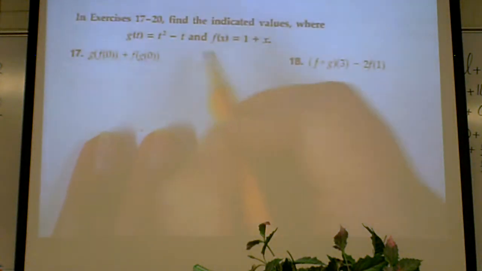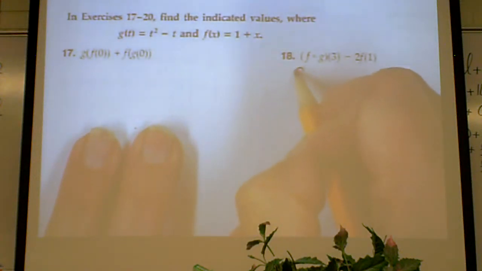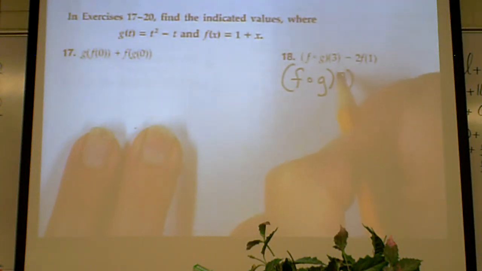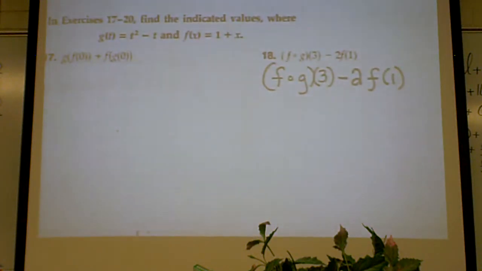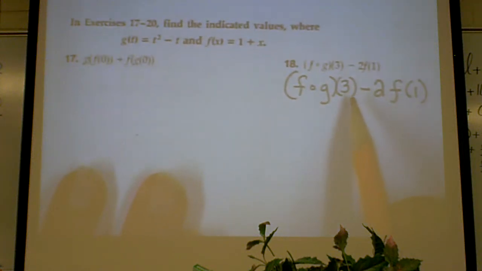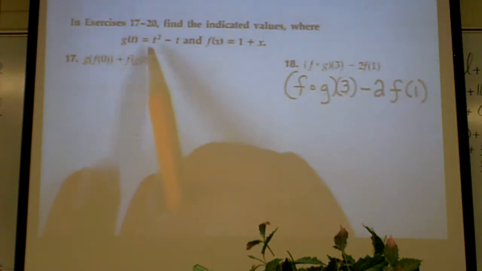It says, this is what's given. It has f of g of 3, and then it says minus 2 times f of 1. Anyone think they know what to do? You plug in 3 for x into g, because it's closest, right? Yeah, plug 3 in, right here.